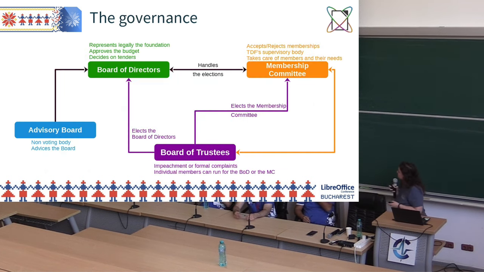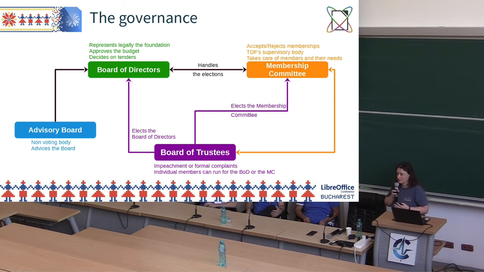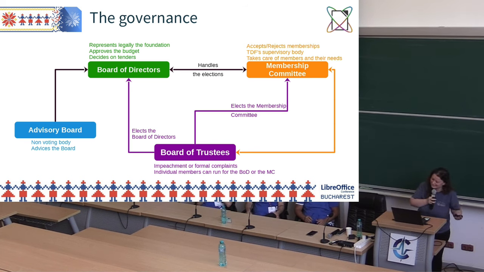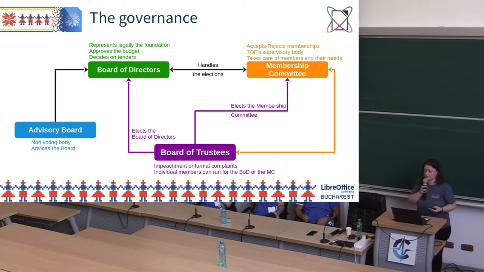And about the governance, we have several bodies inside the foundation, and we have of course the board of directors, that is the body that represents legally the foundation, that takes care of handling the budget, approving the budget, that then as a project every one of us can use, can spend in the right way. And part of the budget includes also tenders, and with tenders we can focus on development and support of areas of our projects that should get improved.